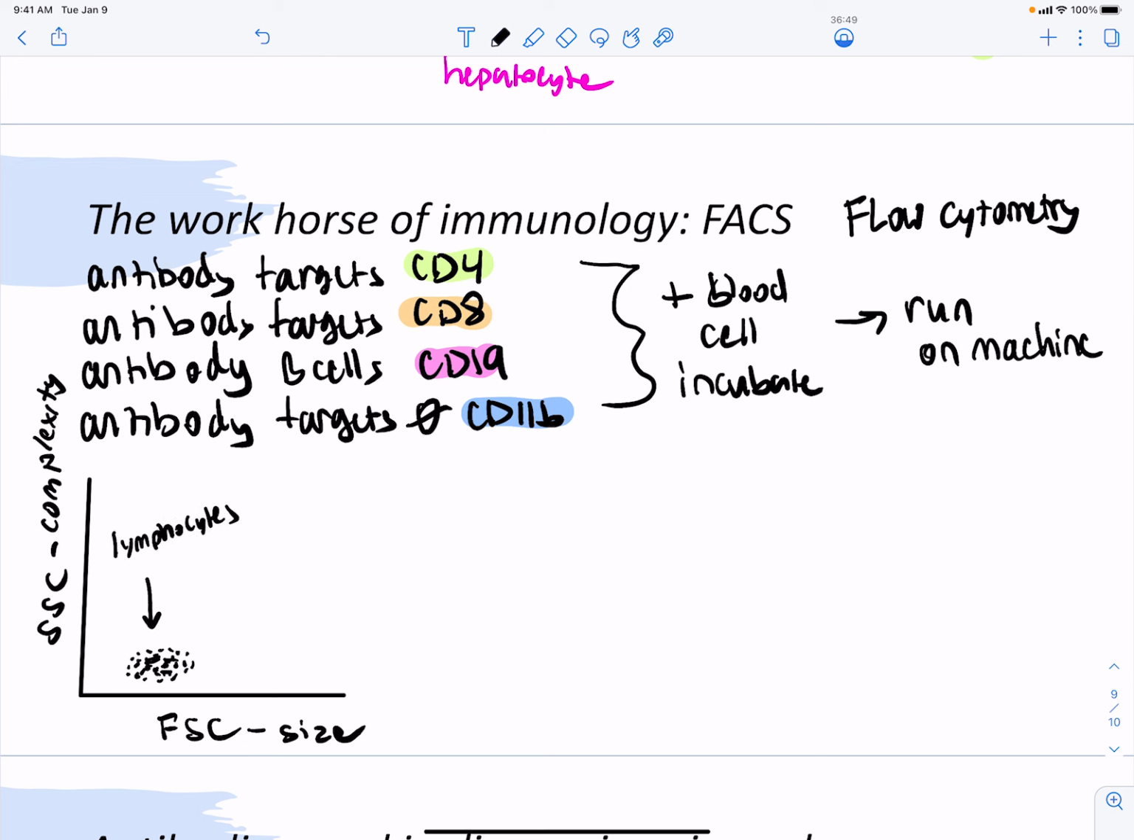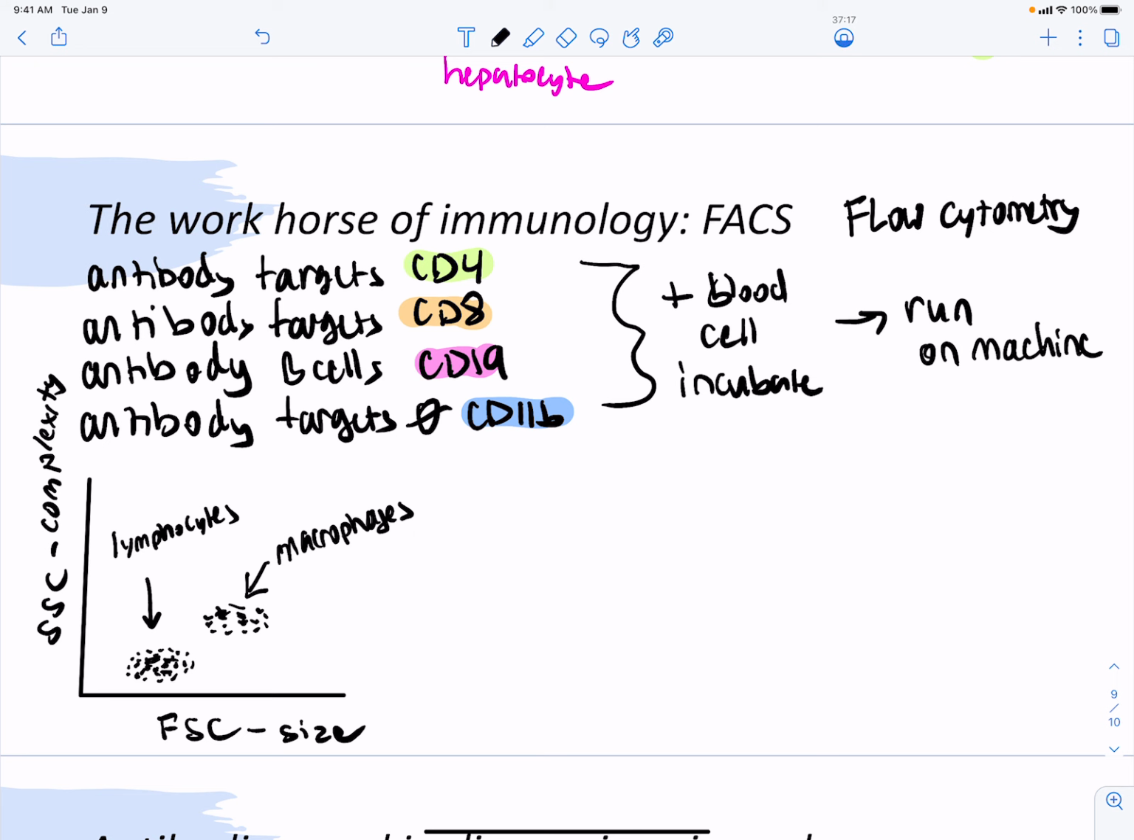And then we'll get another population somewhere over here. And these will be our macrophages, because they are larger than lymphocytes and they are more complex. They have a lot of granules, they have a lot of things going on. Lymphocytes are just basically a big nucleus until they get activated, but they're typically much smaller and they don't have as much complexity as our macrophages.